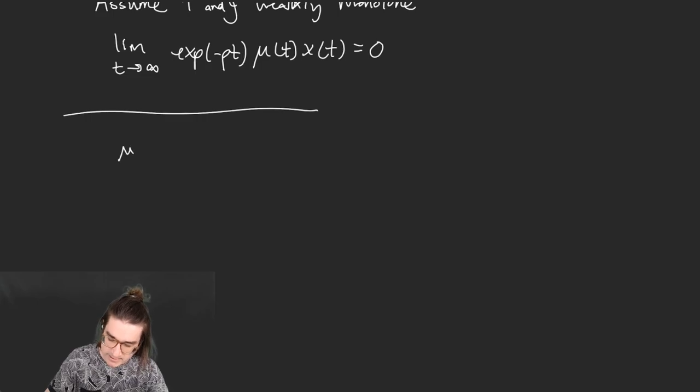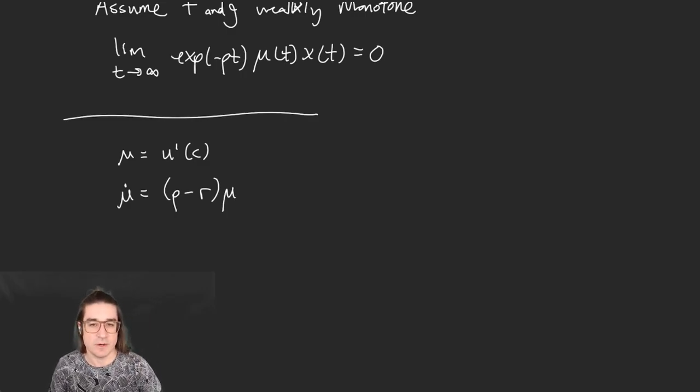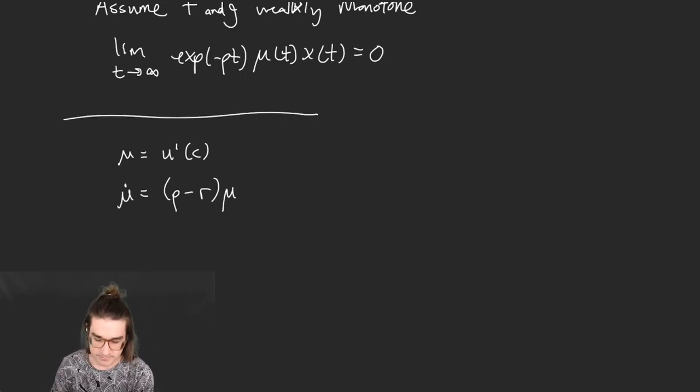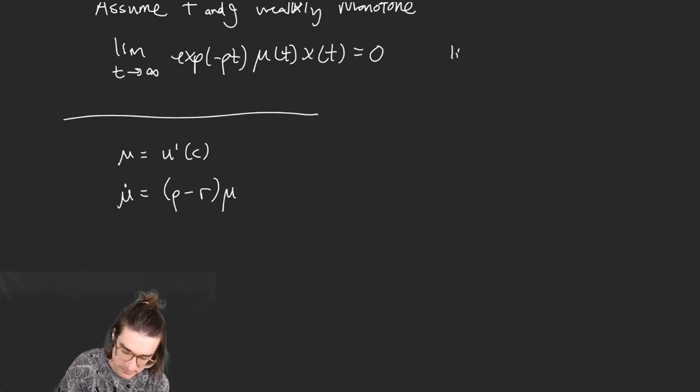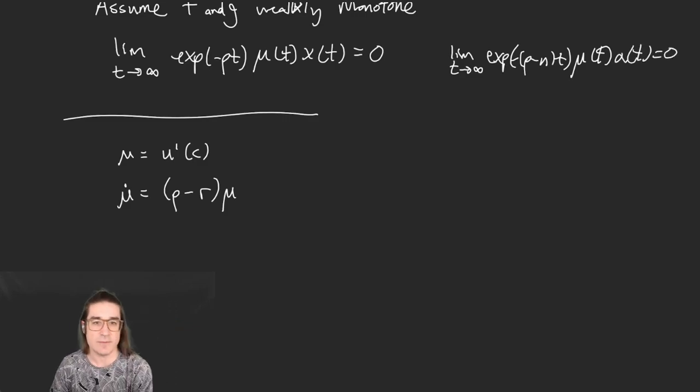At the end of the day, we had that mu is equal to u prime of c, and that mu dot was equal to rho minus r, not rho minus n, rho minus r, times mu. Okay, so this is what we had to work with before. The asset stuff, all that too. Transversality. So in our case, the transversality would be e to the minus rho minus n t, and then mu of t and a of t, which is our state variable. Okay, so that would be our transversality for this case. We'll come back to that later on.